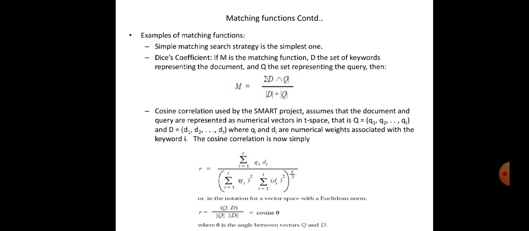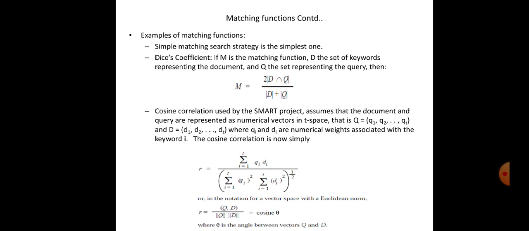Then another example is Dice's coefficient. This coefficient is used for calculating the similarity between a query and a document. If M is a matching function, here you can see that D is a set of keywords representing the document and Q the set representing the query. Then you can find this matching function as 2 times D intersection Q divided by D plus Q.